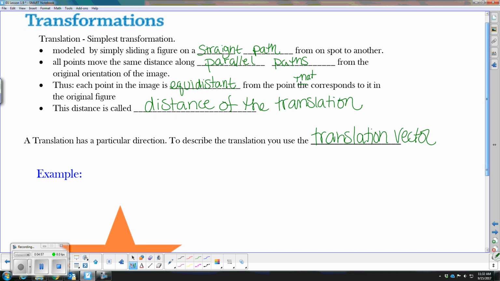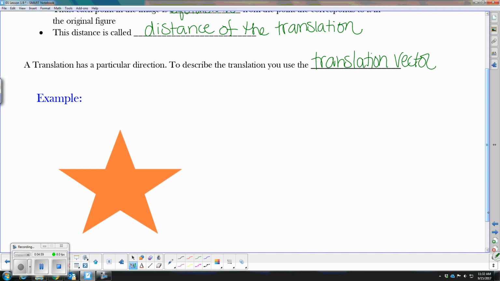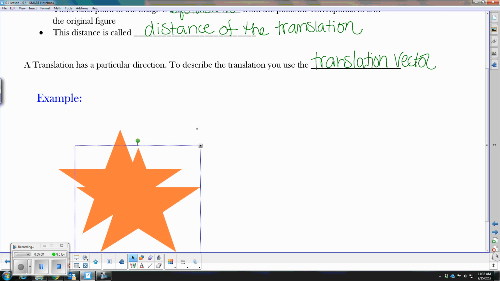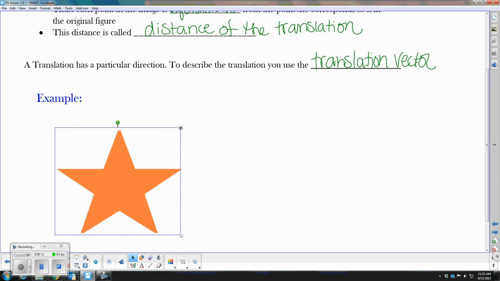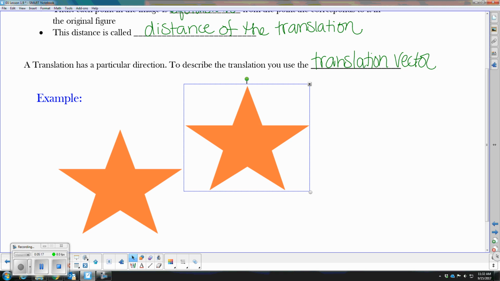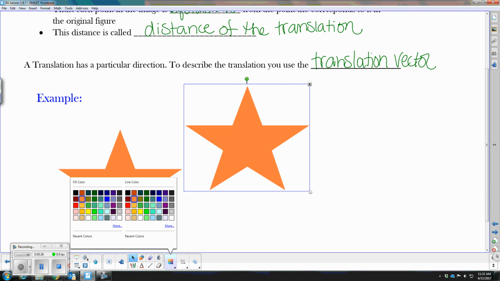So, for example, let's look at the image that you have on the bottom of your page. And you have a star. Well, if I took that star and I slid it across a straight path without turning it or rotating it or reflecting it at all, just sliding it, and we'll make it yellow.